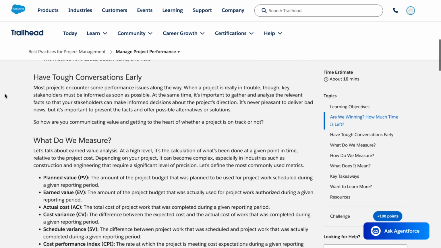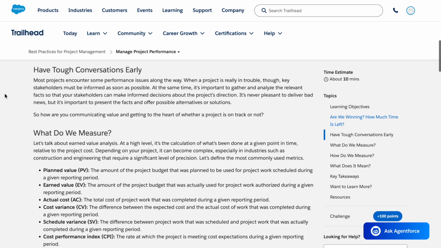Have tough conversations early. Most projects encounter some performance issues along the way. When a project is really in trouble, though, key stakeholders must be informed as soon as possible. At the same time, it's important to gather and analyze the relevant facts so that your stakeholders can make informed decisions about the project's direction. It's never pleasant to deliver bad news, but it's important to present the facts and offer possible alternatives or solutions. So, how are you communicating value and getting to the heart of whether a project is on track or not?